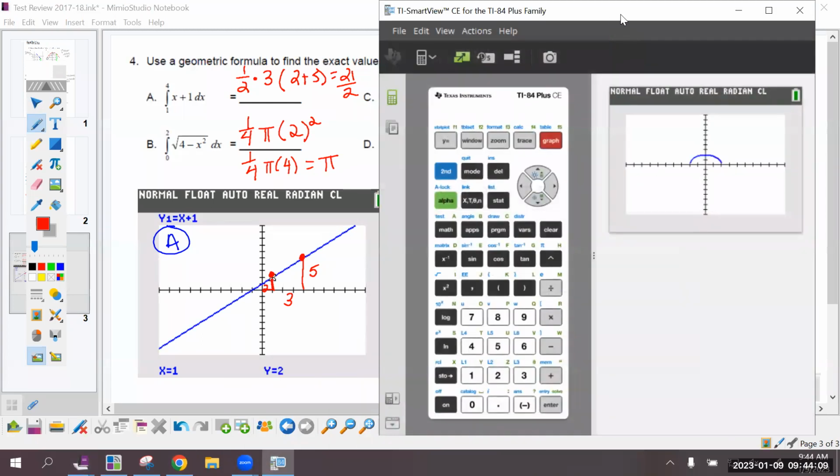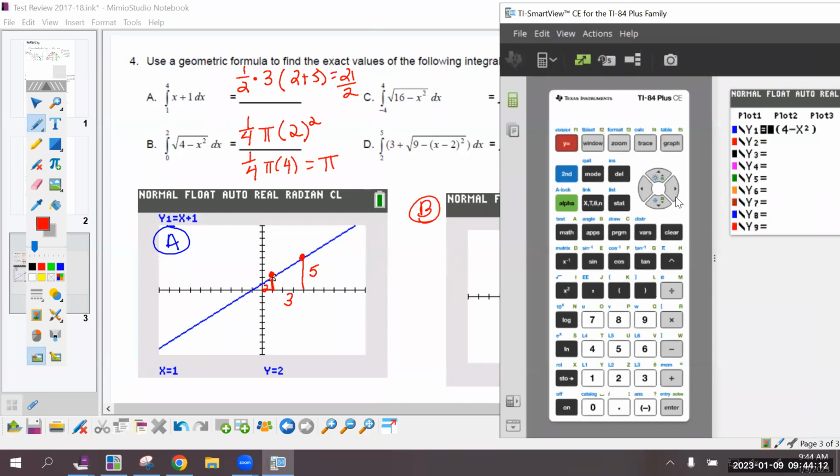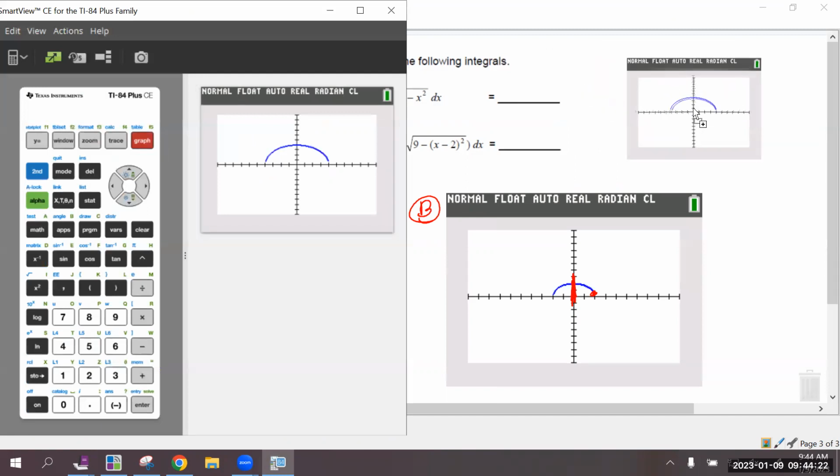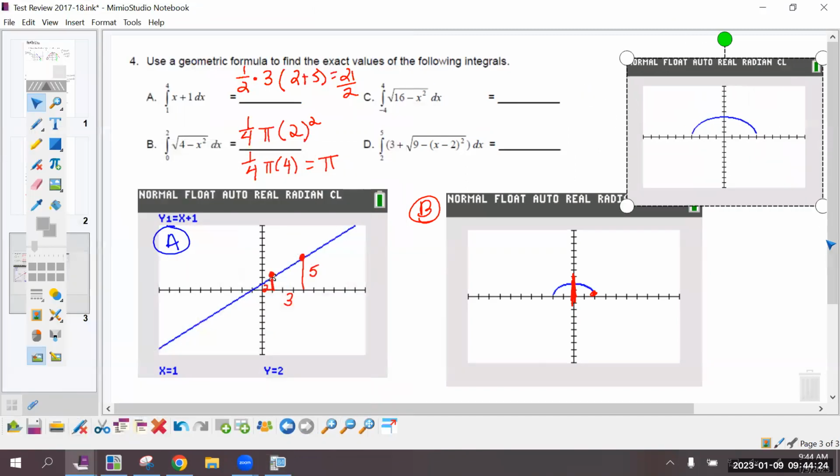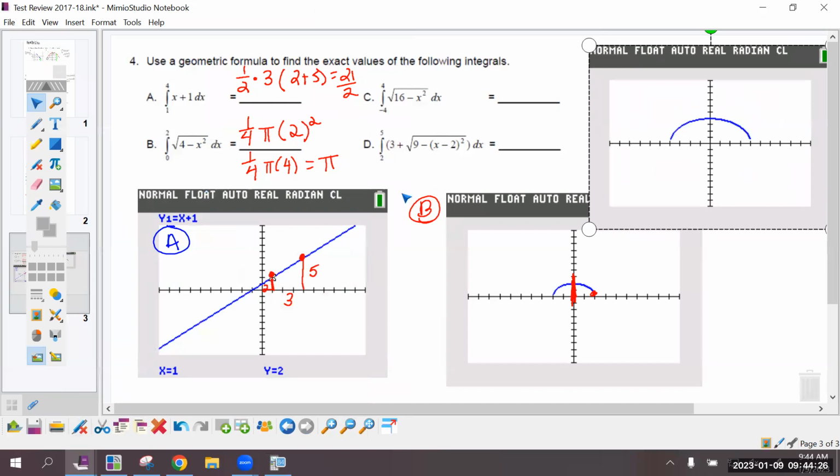All right, now we got C. The square root of 16 minus x squared. And this time the integral is from -4 to 4. So that's the whole half circle, half pi r squared. And 16 divided by 2 is 8 pi.